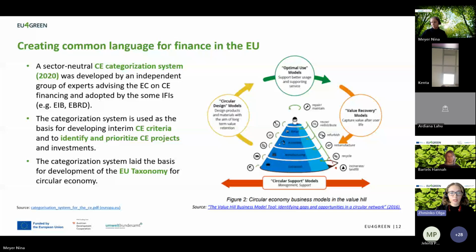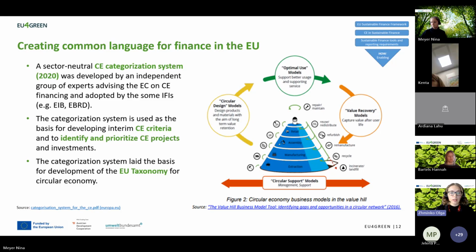However, additionally, it has circular support models, which would be management support. You can put here also some reforms or regulations and policies created by states. This categorization system was used for creating circular economy criteria for the EU taxonomy. And it is also used by international finance institutions and by different banks to start working with circular economy projects. So this slide answers the question of how. It is the enabling.